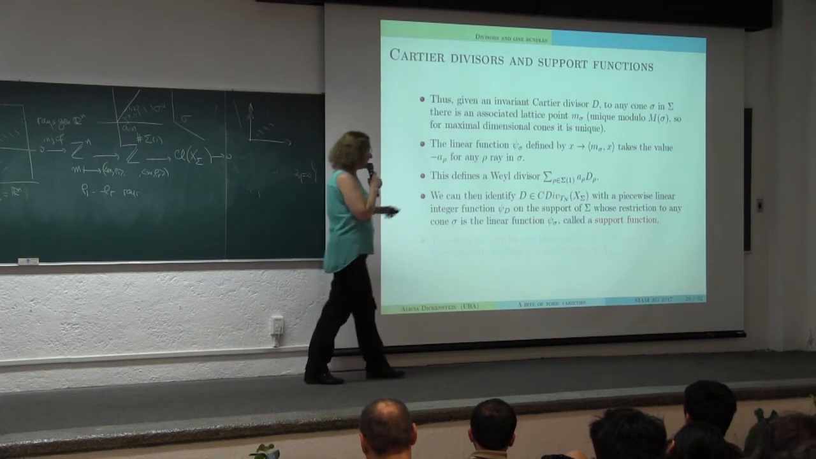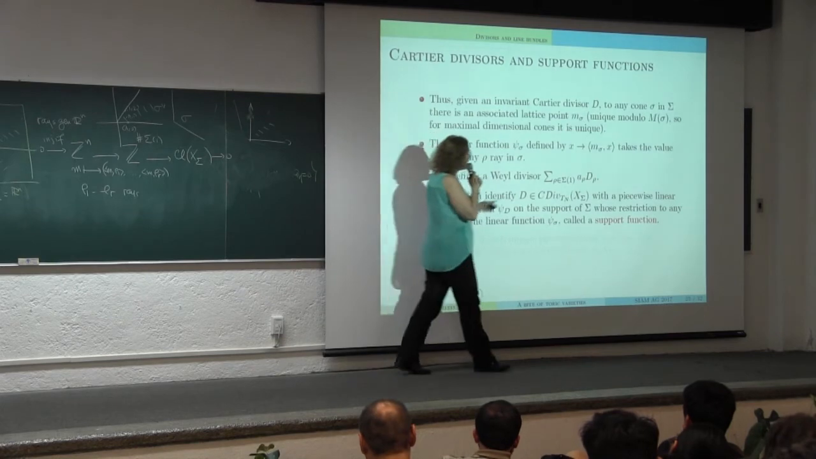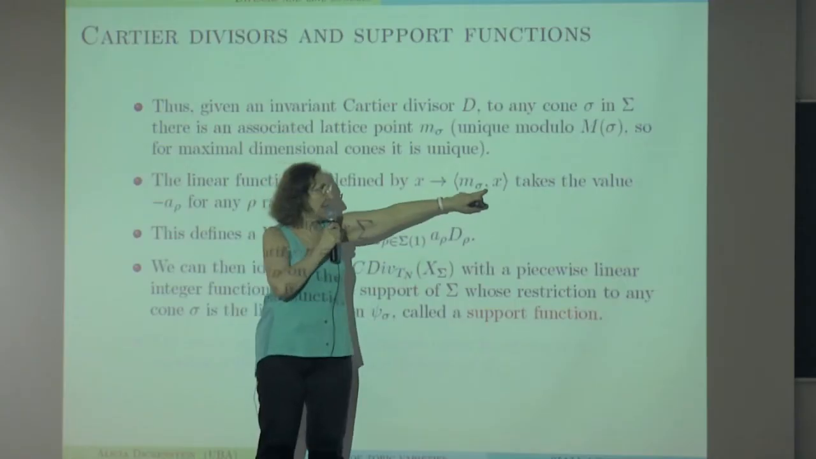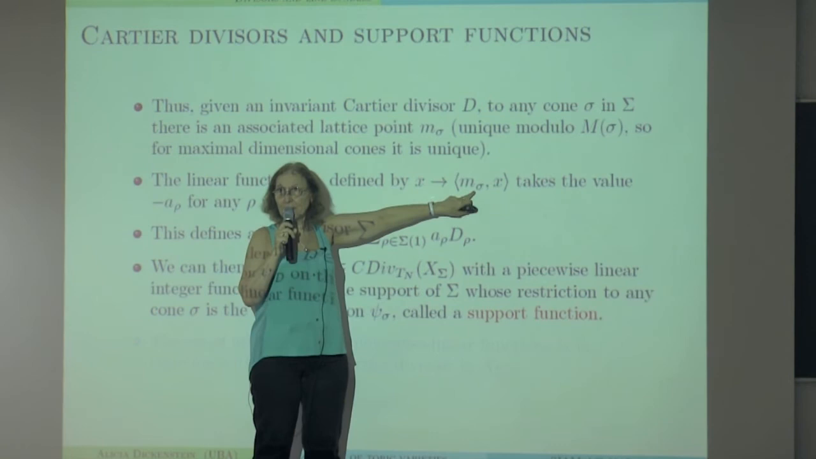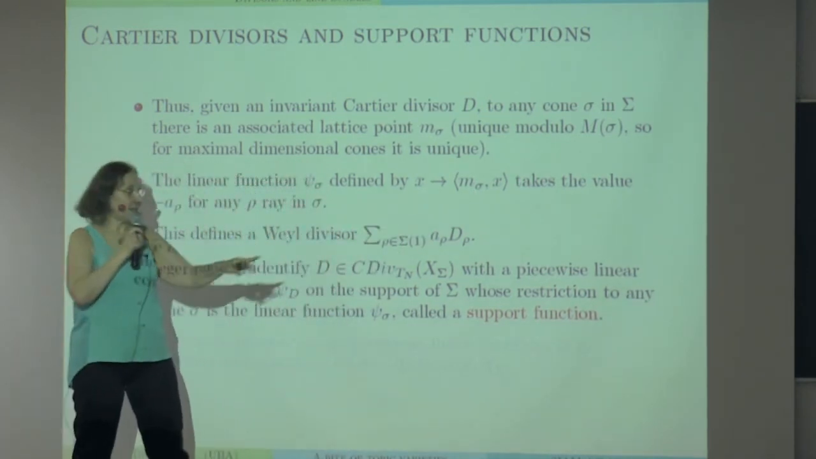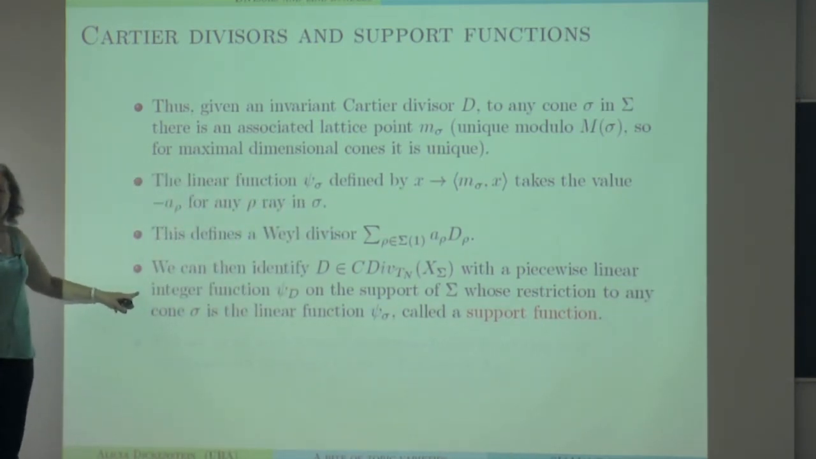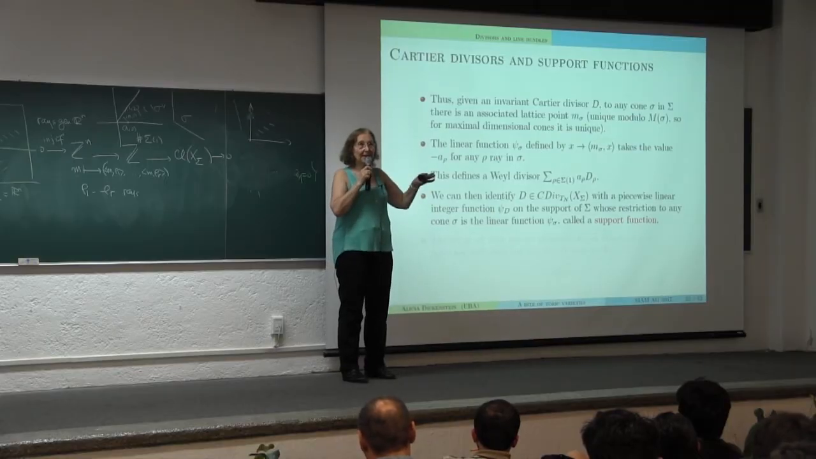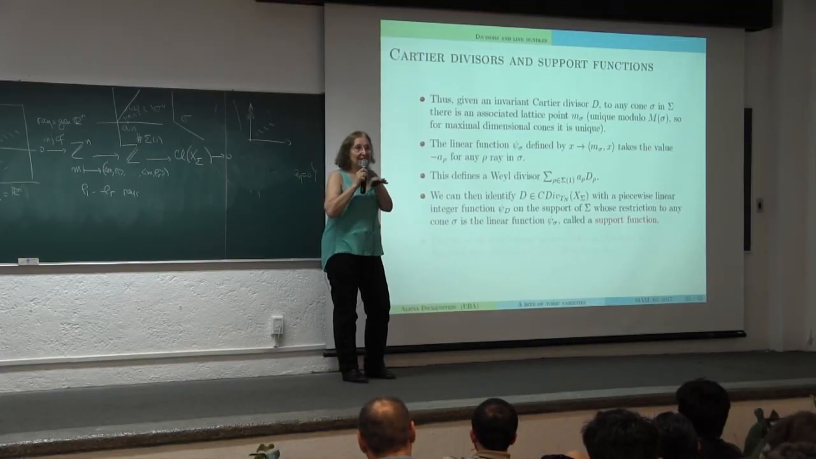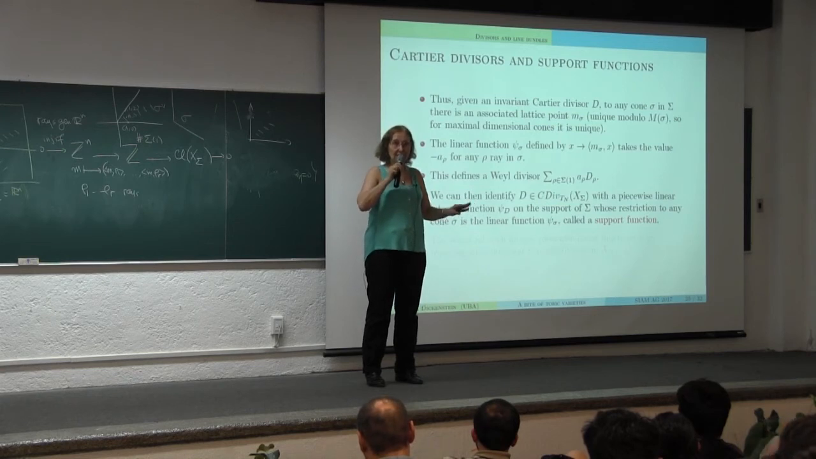We can identify a Cartier divisor with a piecewise linear integer function, that is, in each piece it is the linear function given by inner product with an integer vector. So for each cone, I have a linear function, which I'm calling here a linear integer function. It's piecewise linear because I might have different linear functions on different cones, but they agree on the intersection, in the common faces. So I have my fan. On each cone, I have a linear function given by an integer vector, and they coincide in the common faces.